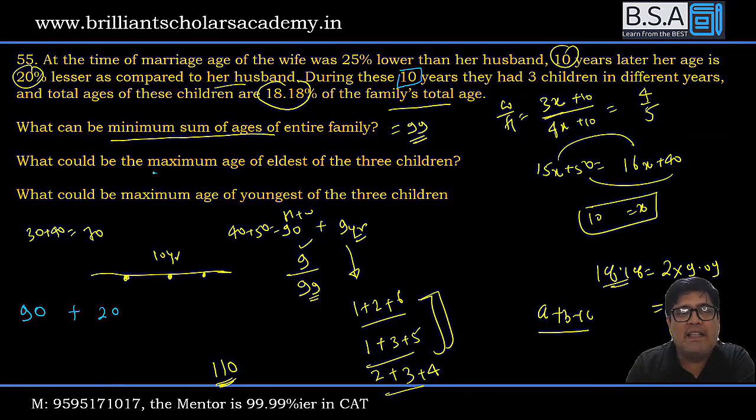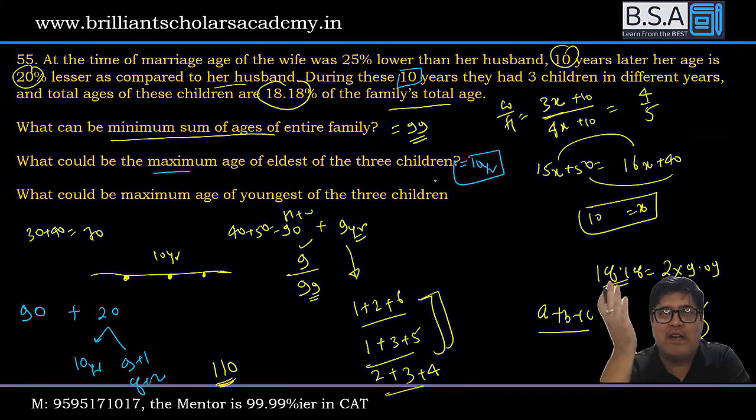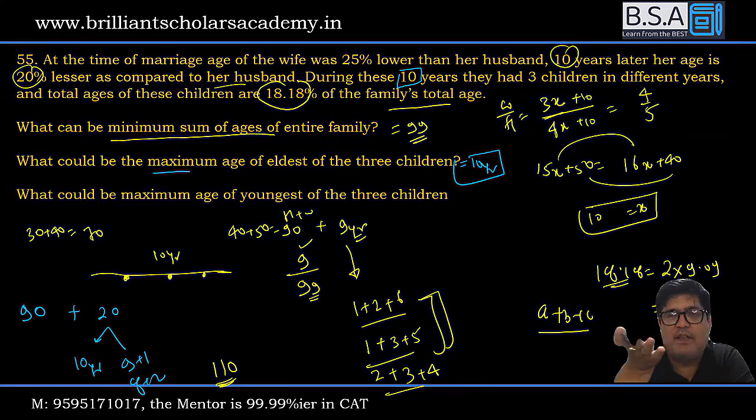What is the maximum age of the eldest child? Can I say the eldest child's age you put as 10 years, and for the other two you can keep anything. It could be 9 and 1. It could be anything. It could be 8 and 2. I don't worry. I don't care. What is the maximum age of the eldest of the three children? 10 years. Now don't give that logic, sir, that it should be 9. Arre baba, that is a theoretical question.